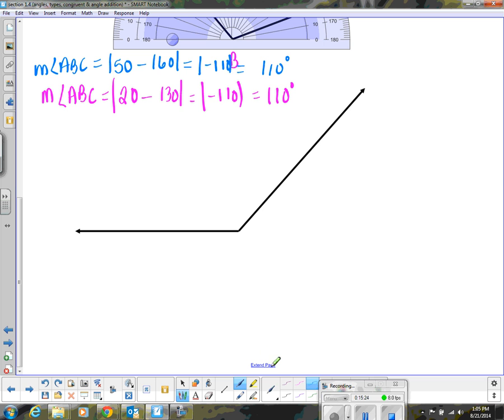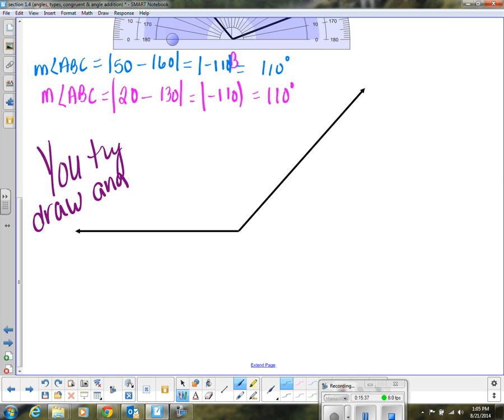All right, so this is a Try. You can't copy this off your computer, so this should be highlighted. This is a Try. I want you to draw an angle on your paper, on your notes, and I want you to measure it with a protractor.